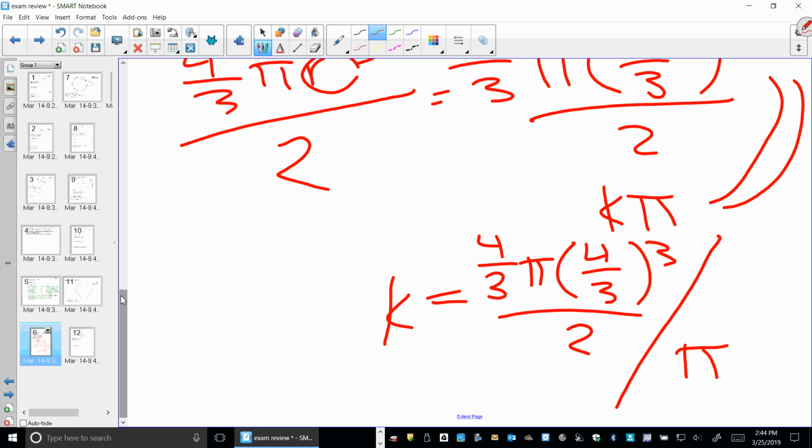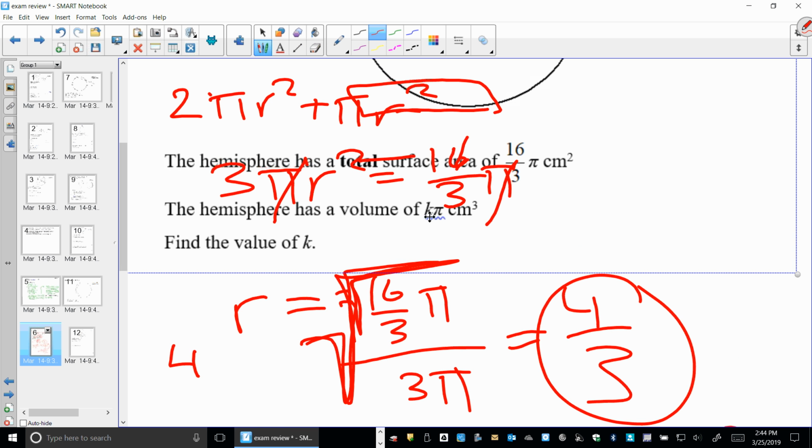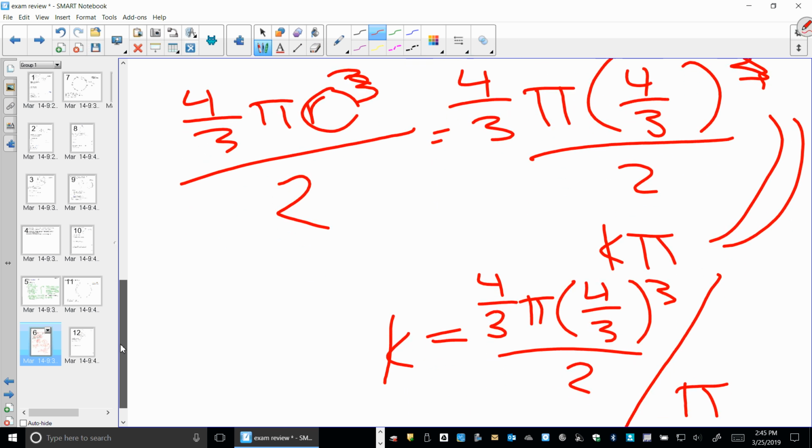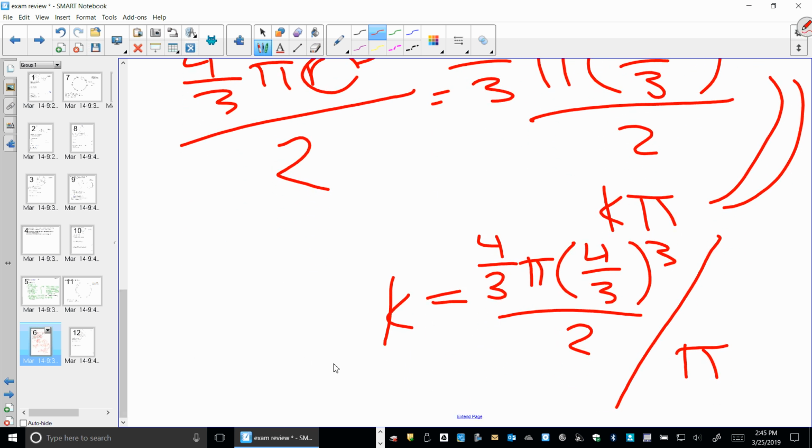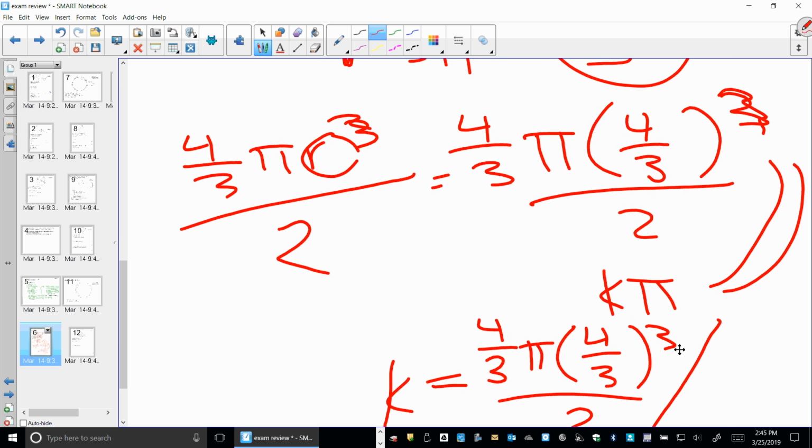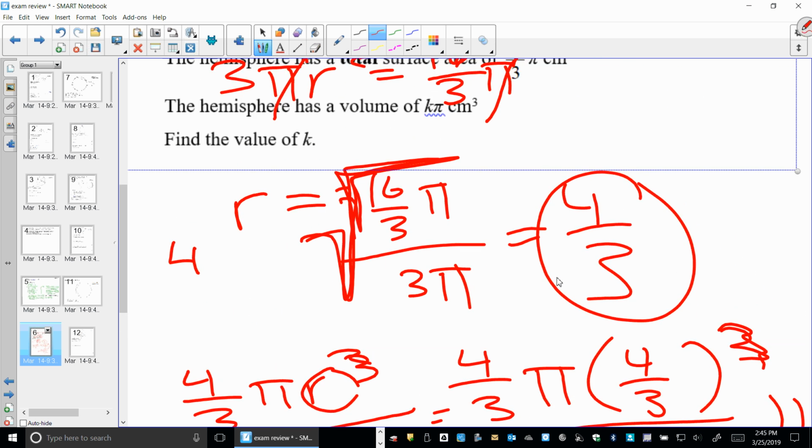But do they not want it in terms of pi? It says k pi. Yeah, it's a formula thing. Oh yeah, but if you work out k, then you don't need to... Oh yeah, so find the value of k. Does it say find the value of k?